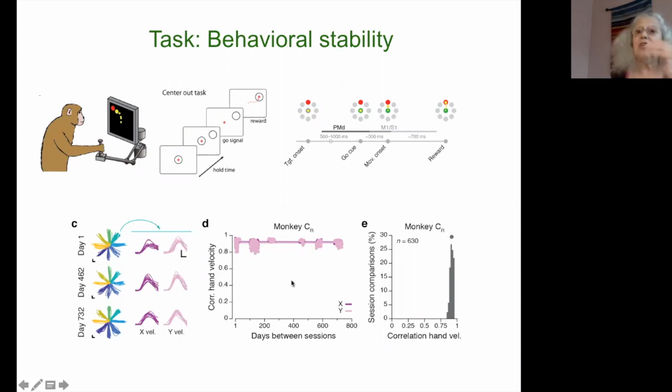So you can look at the correlations of the hand velocity both along the X and the Y axis. The blobs correspond to the time where the activity was measured when the monkey was doing this particular task. And you can see that they are very, very close to 1. Actually, if we plot all the correlations in a single histogram of 630 different trials spanning these 2 years of activity, you can see that the behavior is very stereotyped.